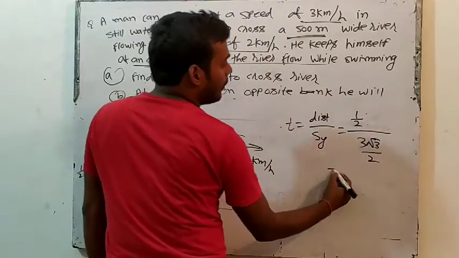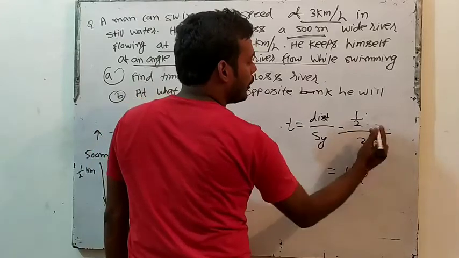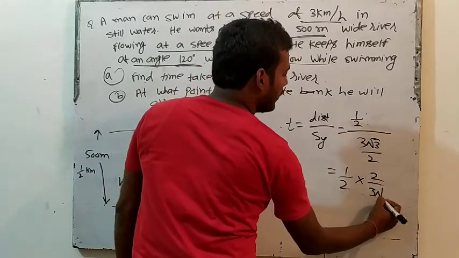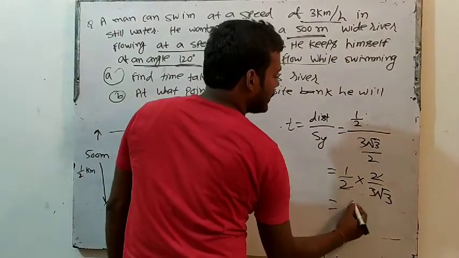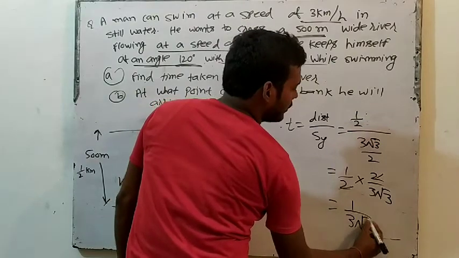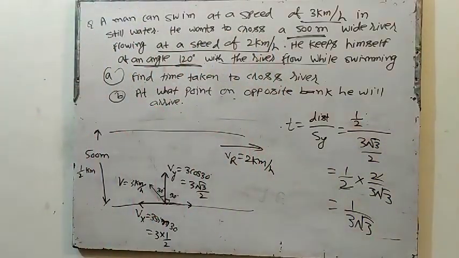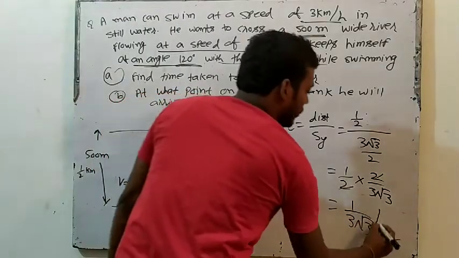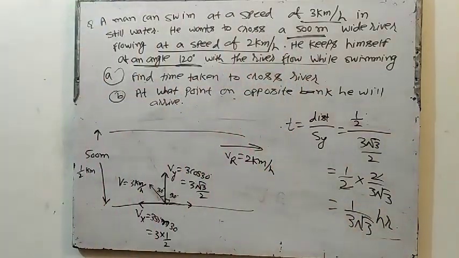So how will we solve this? 1 by 2, and this 2 will go up and 3 root 3 will be here. So 2 and 2 will cancel. So this will be 1 by 3 root 3. How much time will it take? 1 by 3 root 3 hours. How much time will it take to cross the river? 1 by 3 root 3.